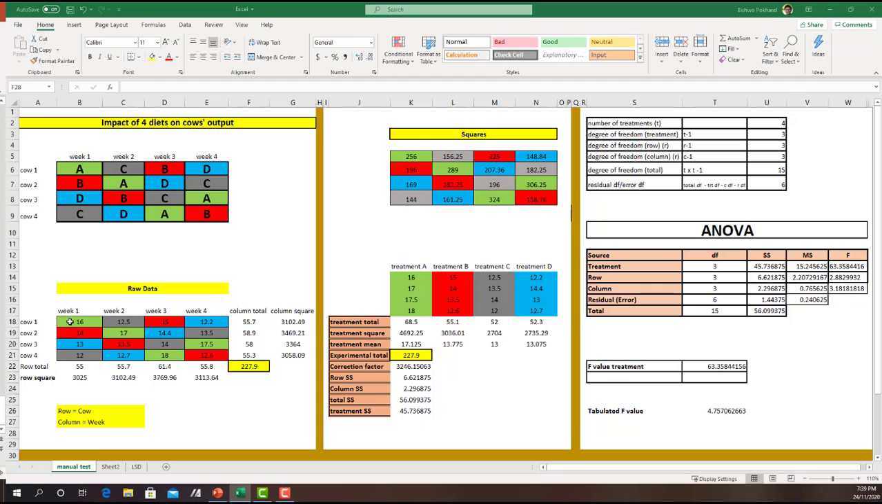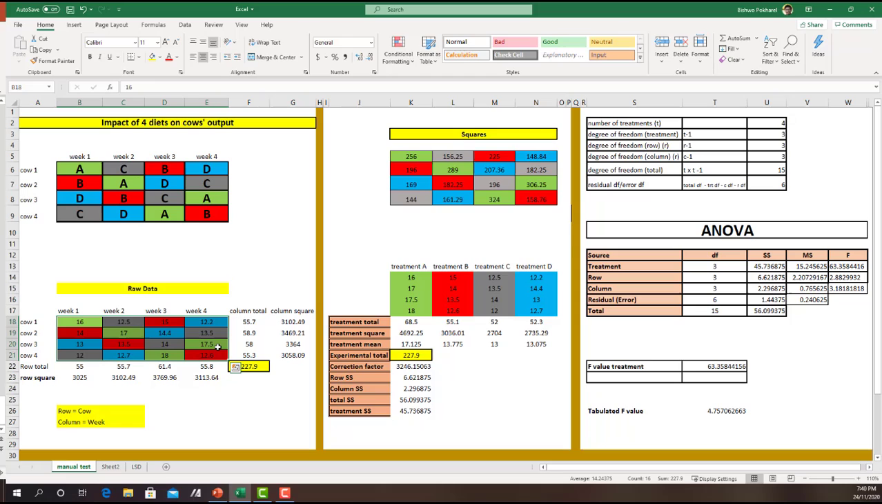And that is the raw data. So that is the output. So output for cow 1 for week 1 for treatment A is 16. Similarly, output for cow 2 for week 1 for treatment B is 14. So I have given green color to treatment A, red color to treatment B, gray color to treatment C, and blue color to treatment D. And that is our raw data or output.